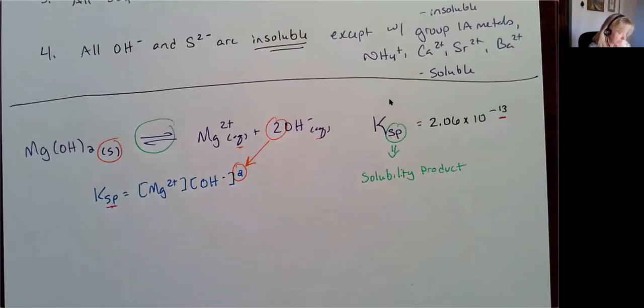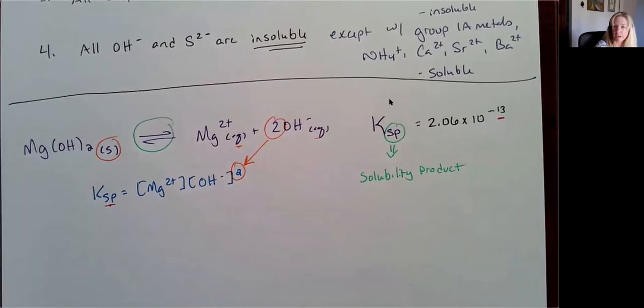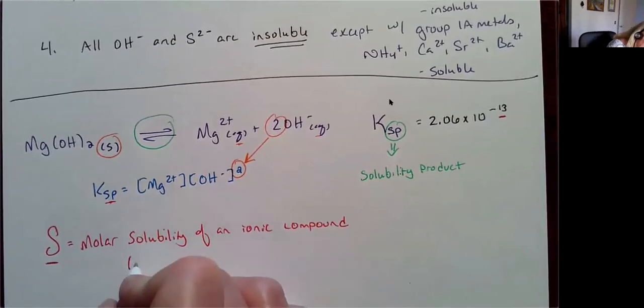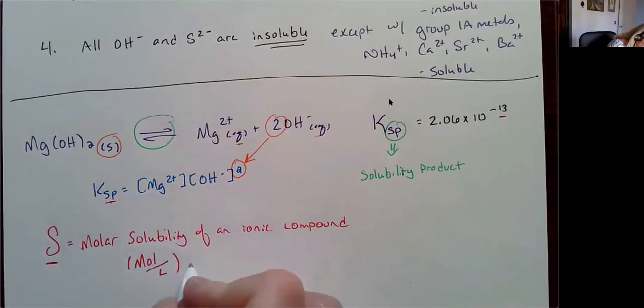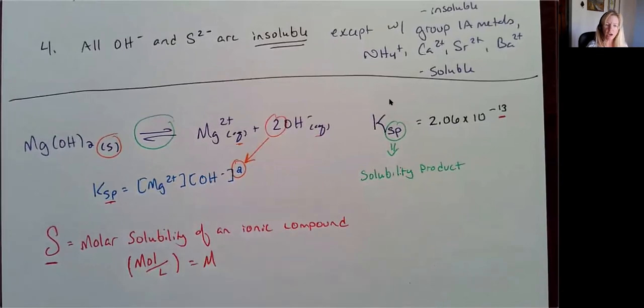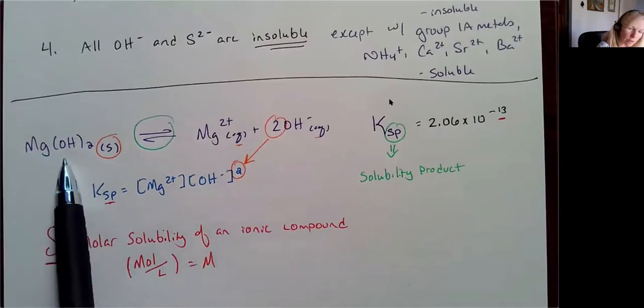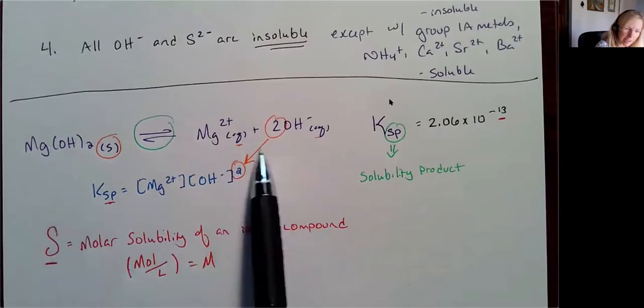Because this is an equilibrium scenario, these become ICE tables. But instead of solving for X, we have a unique way of looking at the number of ions that are in solution. Instead of solving for X in our ICE tables, we're going to solve for S. And S is the molar solubility of an ionic compound. It has units of moles per liter. So it's molarity, but it's molarity that's going to take into account the stoichiometry of your ionic compound. It depends upon the chemical formula of the ionic compound how many ions I'm going to have in solution.